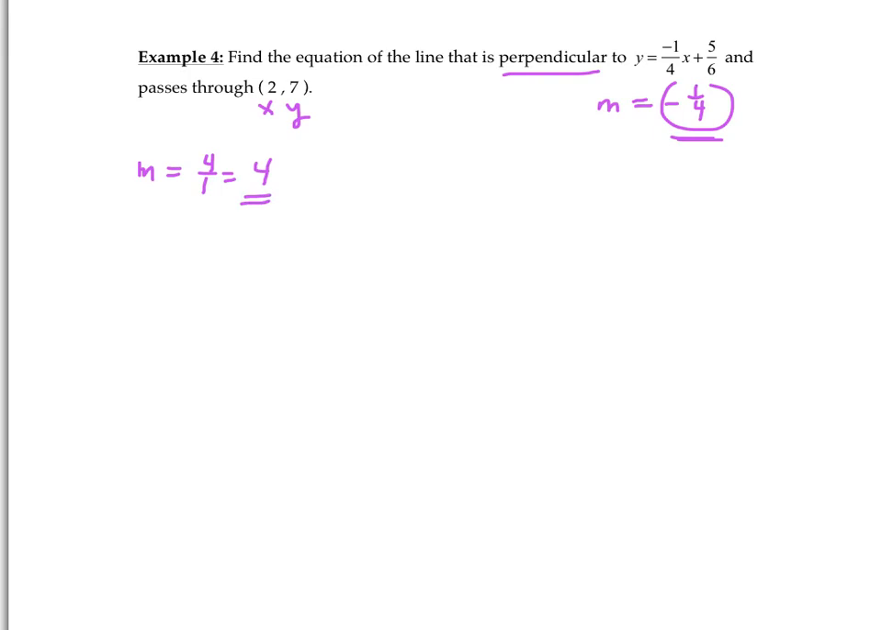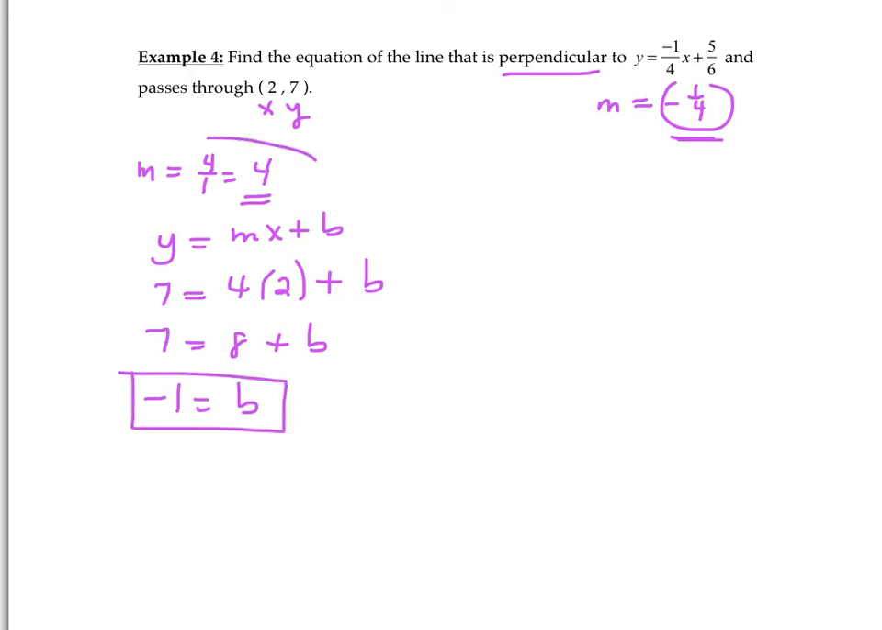Okay, we have our slope, we have a point, so let's plug it all into y equals mx plus b, and then we can solve for the y-intercept. So put 7 in for y, 4 in for the slope, put 2 in for x, and solve for b. So 7 equals 8 plus b, or negative 1 equals b. Okay, tie it all together. Take your slope and the y-intercept and write the equation. y equals 4x minus 1.